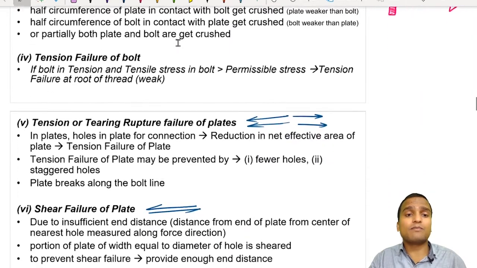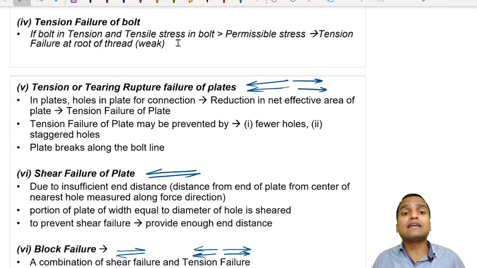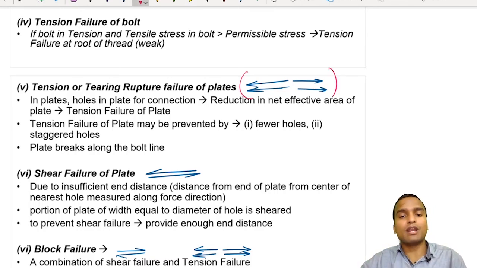So the next type of failure is the tensile failure of plates. Now the plates may also fail under tensile stresses, and this is also called tearing or rupture of the plate. Okay, and I have shown you the notation of tensile failures, which I generally do.